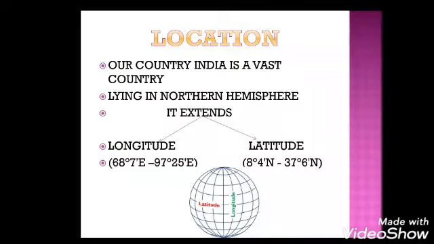Some students must be confused between the lines of longitude and latitude. So, to clear that confusion, here is a picture showing the lines. The vertical lines represent longitude and the horizontal lines represent latitude.